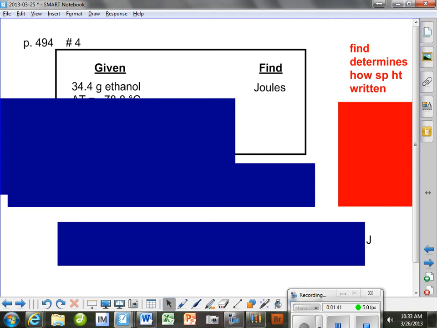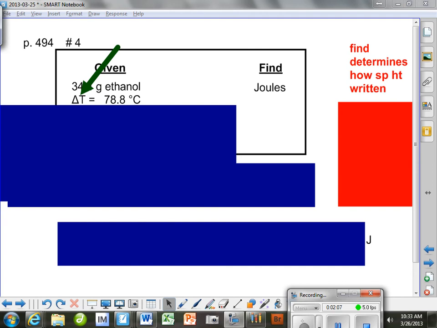34.4 grams. Yes, 34.4 of ethanol. And what else are we going to have? 78.8 degrees Celsius. 78.8. Is that the, what is that? See, there's three kinds of temperature in these problems. There's the starting temperature, the ending temperature, and what I refer to as delta T. Okay, so the delta T, that's not what the delta T is. What is that?